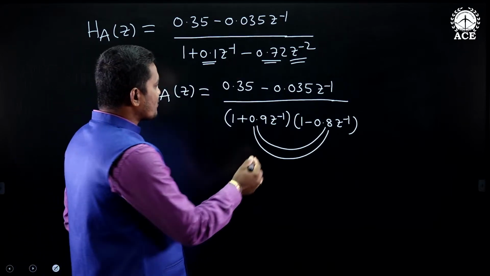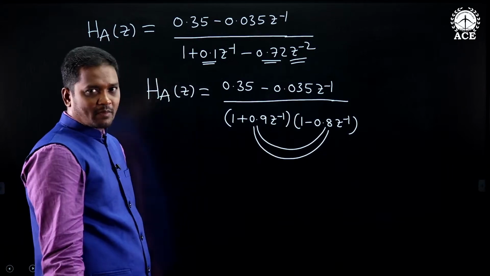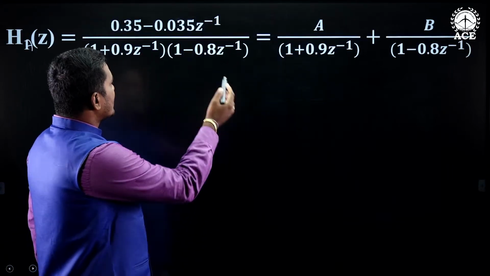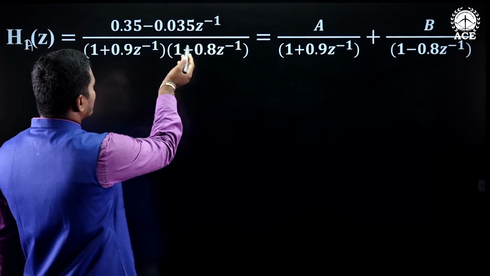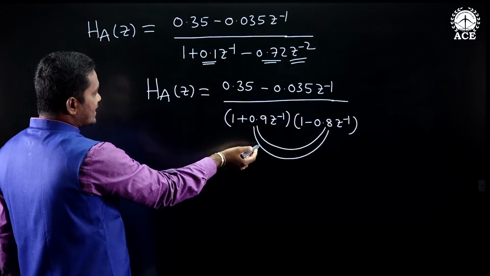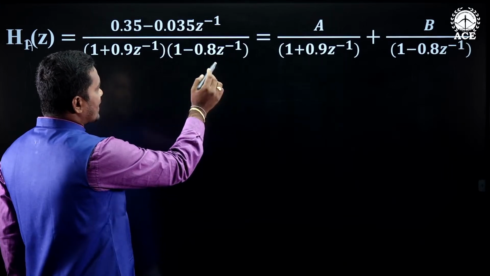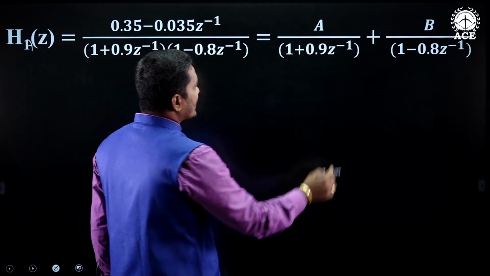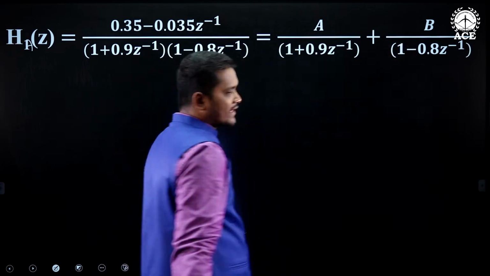Okay, yes. Now, I have converted into first order polynomials. Now, partial fractions you need to take. See here, 0.35 minus 0.035 Z inverse by 1 plus 0.9 Z inverse by 1 minus 0.8 Z inverse equals to, what is the partial fraction? A by 1 plus 0.9 Z inverse plus B by 1 minus 0.8 Z inverse.